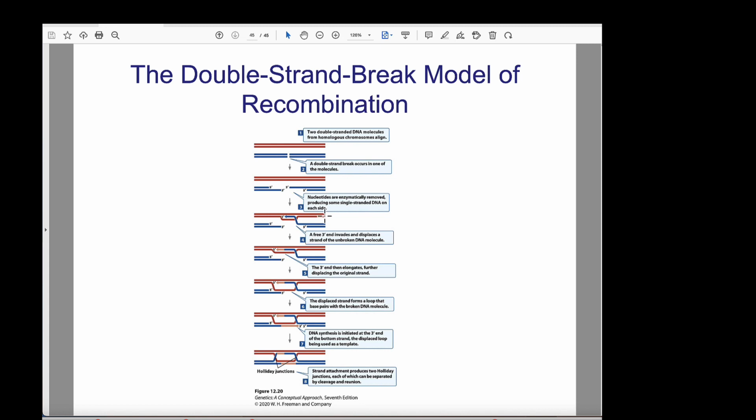All right, so this is chapter 12 on DNA replication and recombination.